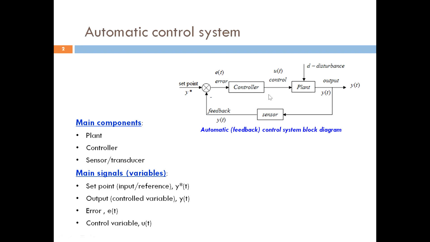Besides these main components, we also have the signals or variables through which these components interact. And the main ones are the set point or the input. Then we've got the actual output or the controlled variable. We've got the error as well as the control signal that is the output of the controller and the one that drives the plant.